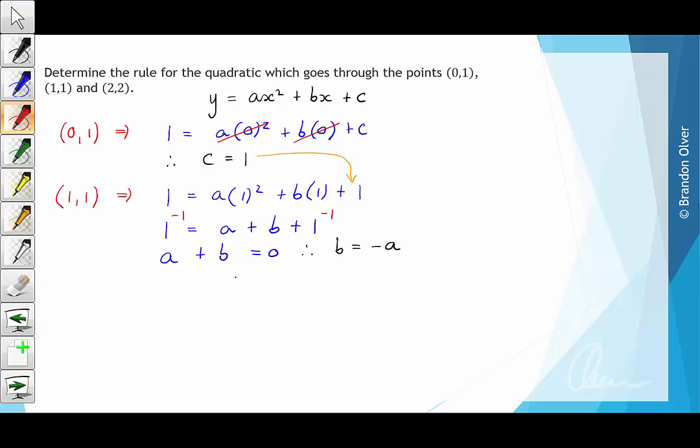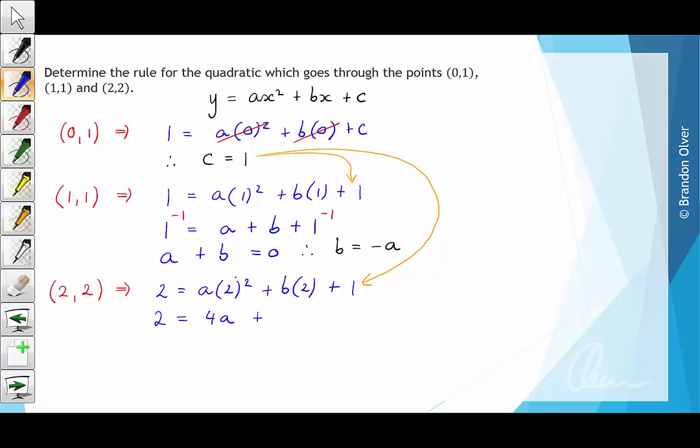So now we get the third point and we substitute that in, (2, 2). Once we substitute that in, we get 2 = a times 2² + b times 2 + c, which is 1. Again, we're just substituting in c = 1 in here. So this cleans up to be 2 = 4a + 2b + 1. Now if we subtract 1 from both sides, we get that 1 = 4a + 2b.